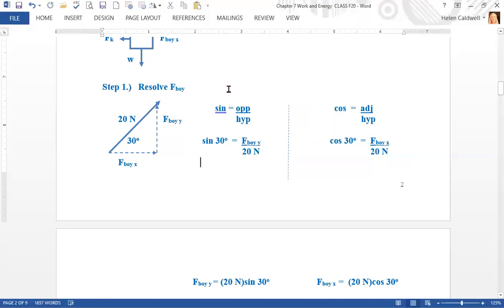So sine is opposite over hypotenuse. Our angle is 30 degrees. The opposite side, remember the 30-degree angle is the one down here in the lower left-hand corner. So the opposite side would be the y component of the boy's force. And the total force is 20 newtons, so that's in the denominator.